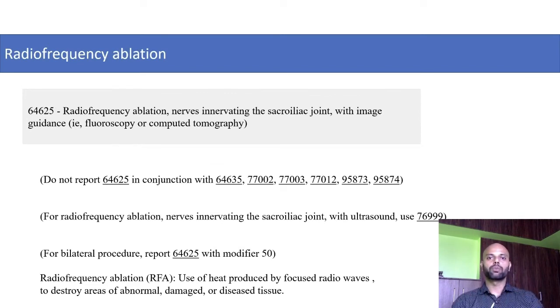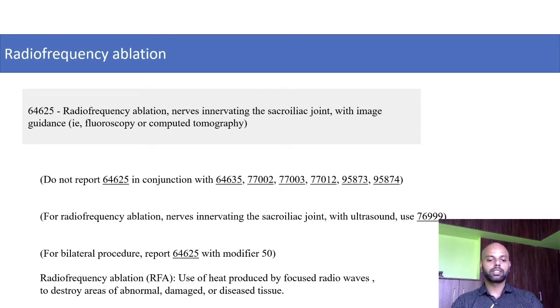Radiofrequency ablation. When the provider uses heat produced by a focused radio wave to reduce pain, that's called radiofrequency ablation. CPT 64625 is for radiofrequency ablation of nerves innervating the sacroiliac joint with imaging guidance, that's fluoroscopy and CT.